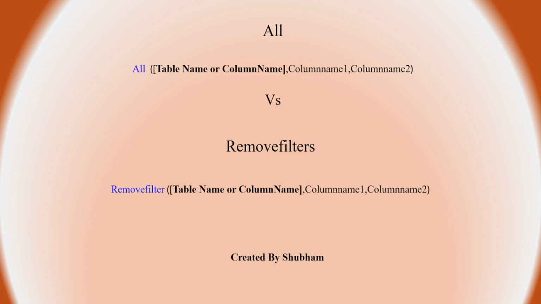So firstly, guys, let's look at the syntax. The syntax is the same for both the functions. Firstly, we have to write the table name or the column name, and after that you can write multiple column names in both the functions. So the parameters are exactly the same. Firstly, guys, let's jump into the Power BI Desktop screen and understand the things with a practical. After that we will also talk about the definition and its differences.